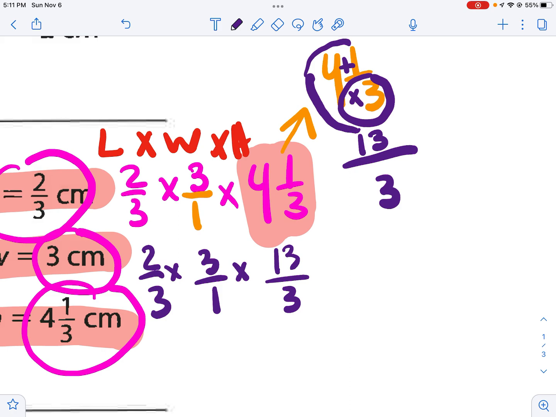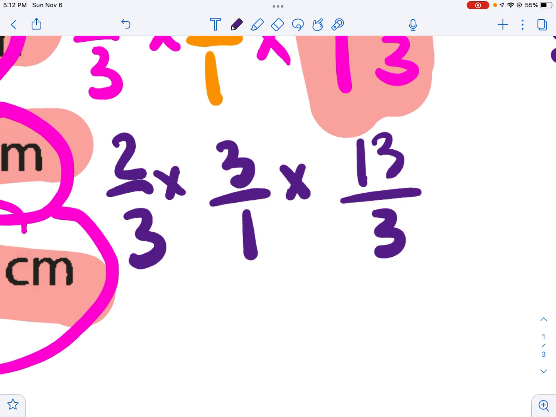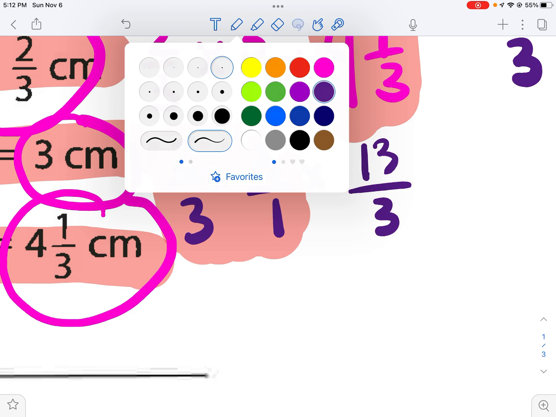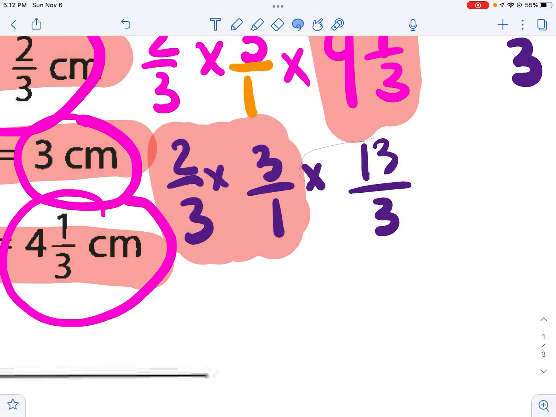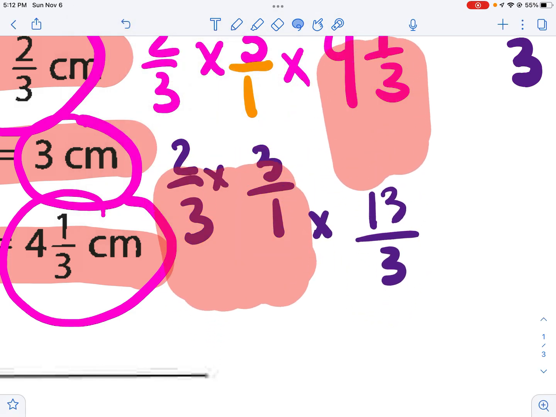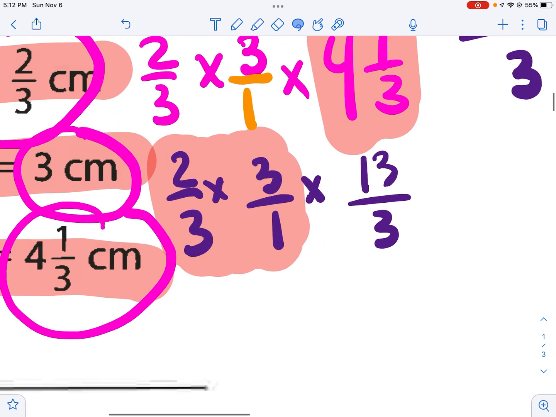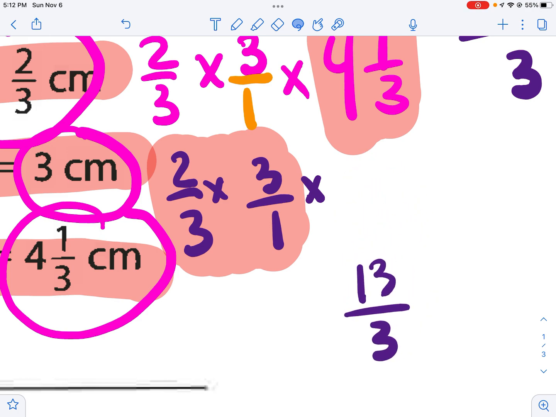You are not allowed to use a calculator, so I should not see you using a calculator. To make this easy for myself, I'm just going to worry about multiplying these two together first, and then at the end, I'll multiply by 13 over 3. So for a second, I'm going to move this times 13 over 3 down. Okay, all right, here we go.